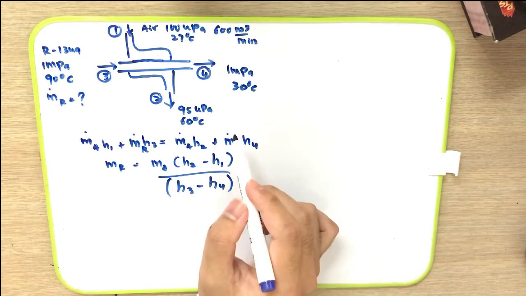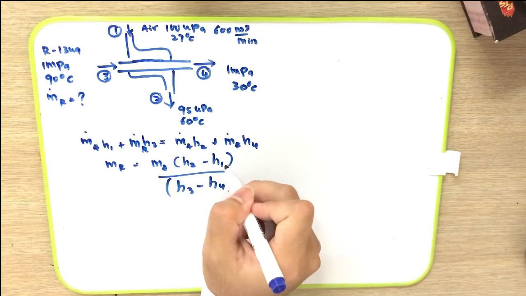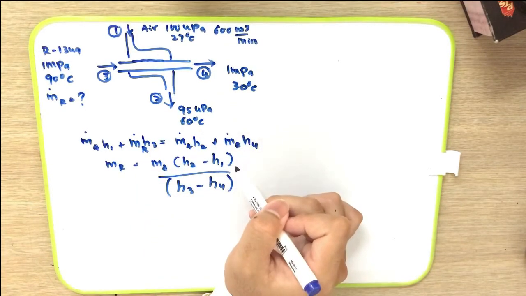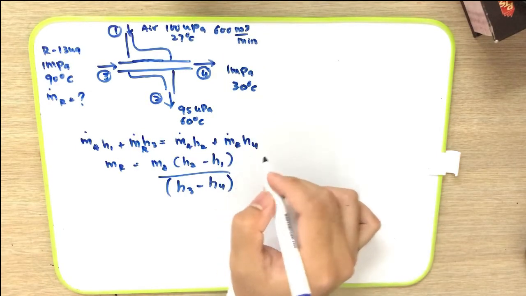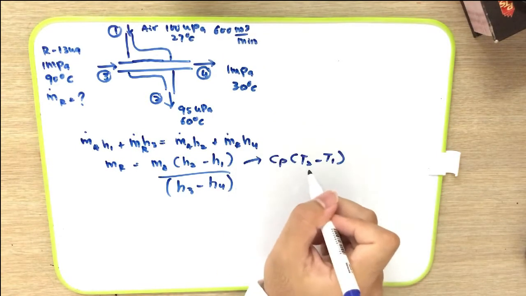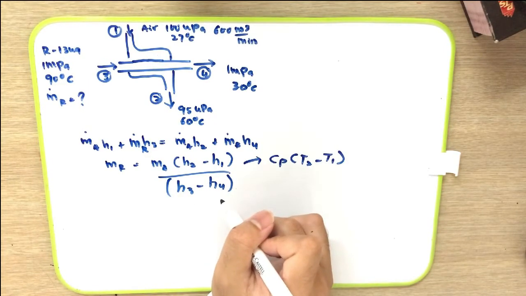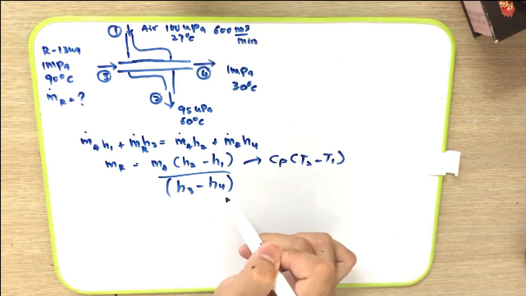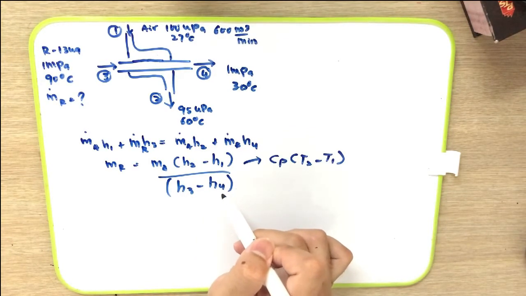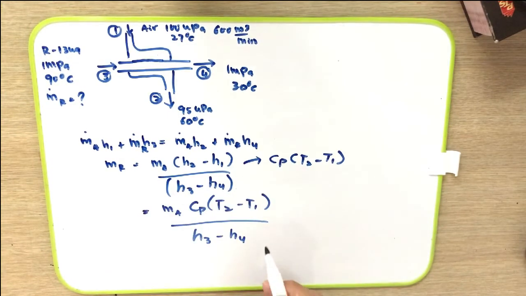But before that, stream 1 and stream 2 is air, and we cannot find the enthalpy for air from the property table. So this enthalpy change for the air stream we can change into Cp (T2 minus T1). For H3 and also H4 it is refrigerant, and the enthalpy for stream 3 and also stream 4 we can find from property tables, so we just find the enthalpy. So now this equation can be like this. So now we have to find the H3 and also the H4.